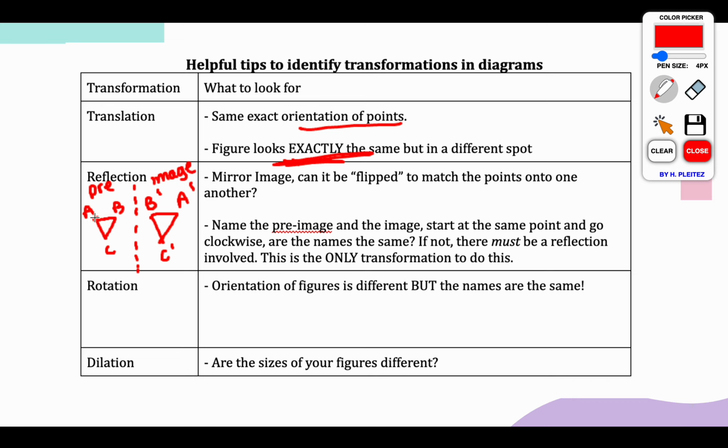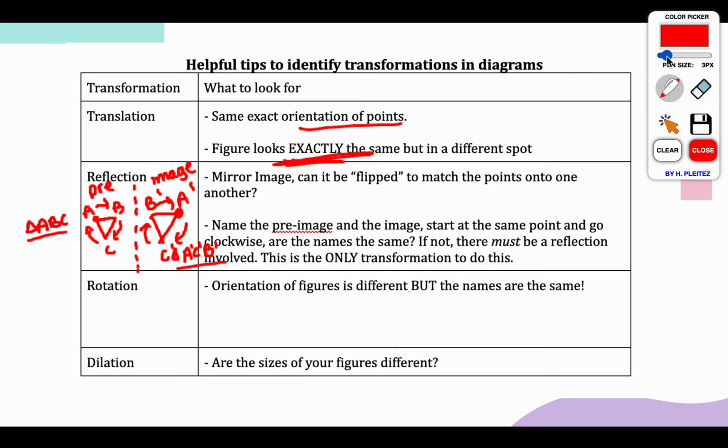So if we pick a point on our pre-image and we decide to name it clockwise, we can name this figure triangle ABC, right? Now we started with A, so let's start with A prime here. Let's pick that point and let's also go clockwise. If we name this figure, we get A prime, C prime, B prime, right? So if you take a look at the order, this goes ABC and this goes ACB. So when the order of those points changes, if the names are different, you know that's a dead giveaway that there's a reflection there.